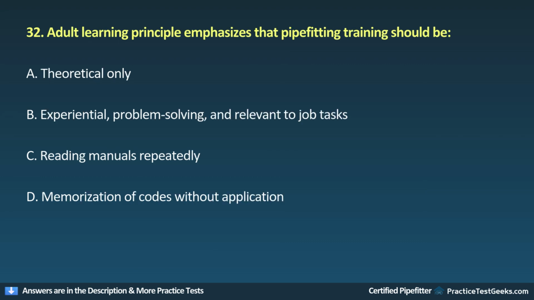32. Adult learning principle emphasizes that pipe fitting training should be: A. Theoretical only. B. Experiential, problem-solving, and relevant to job tasks. C. Reading manuals repeatedly. D. Memorization of codes without application.